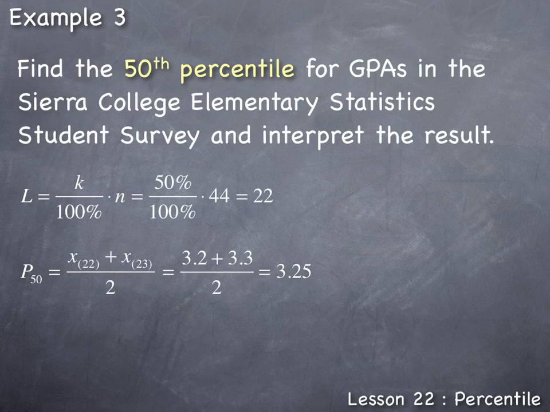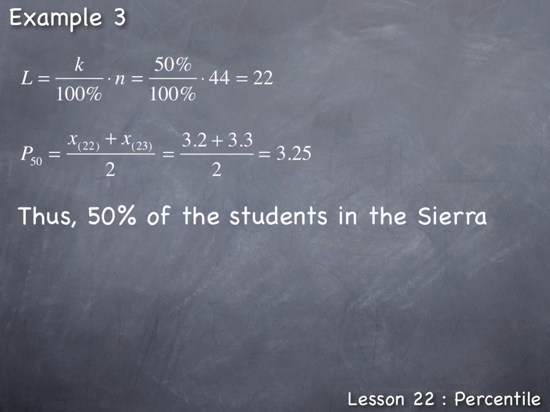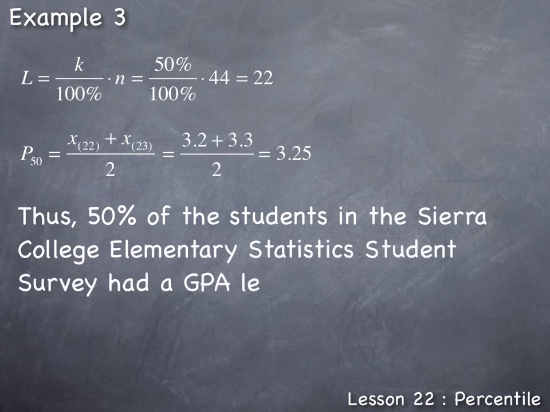Now that we've found the 50th percentile, we then need to use words to interpret the result. To interpret the result, we just use words of the problem to explain or give meaning to this result. Thus, 50% of the students in the Sierra College Elementary Statistics Student Survey had a GPA less than 3.25.